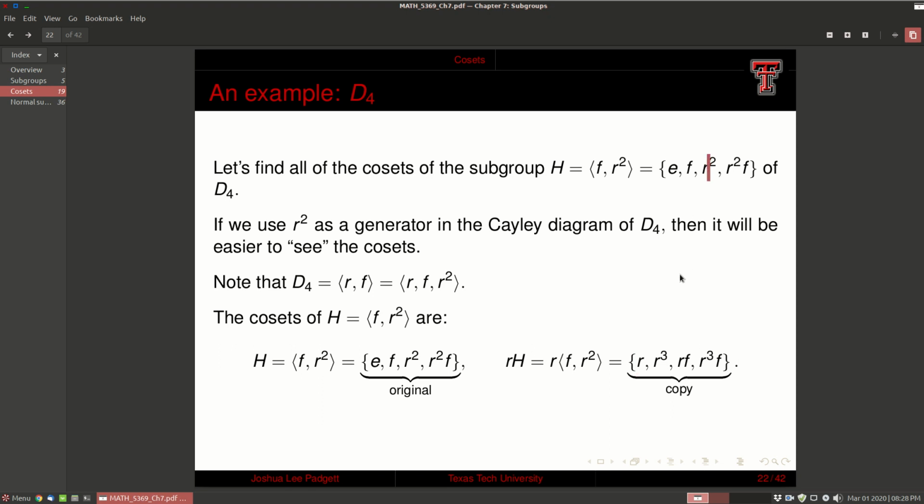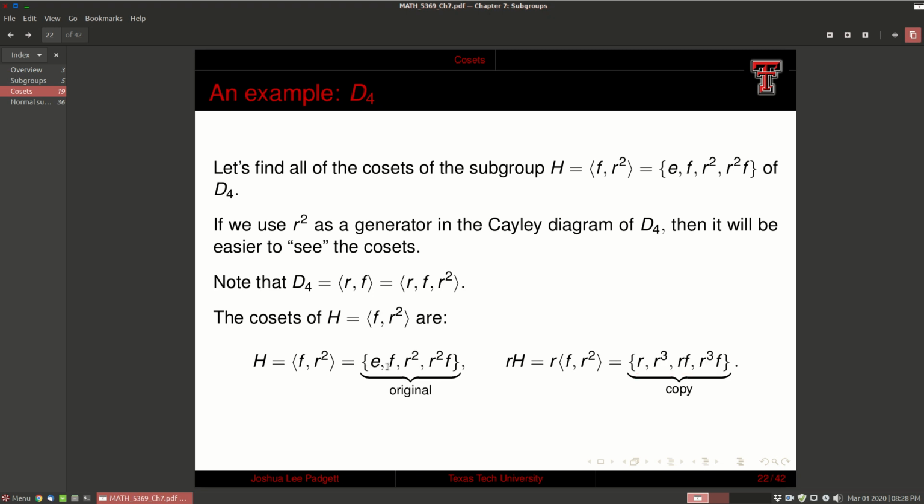R squared times R is just R cubed. F times R is just RF. And R squared times F is just R cubed F. Okay? Now, the dihedral group has exactly 8 elements. And so what do I have here? I have these 4 elements, and then I have the remaining 4 elements that I've missed.